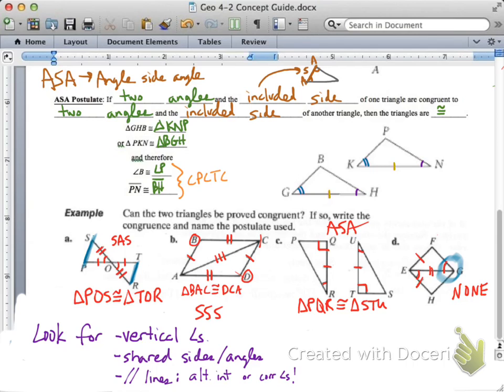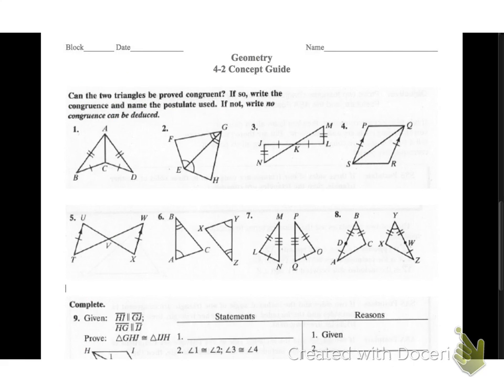Thank you very much. So I'd like for you to go ahead and try these 1 through 8. You're looking for these three qualities: side, side, side, side, angle, side, or angle, side, angle. Pause the video and answer these 8 questions.